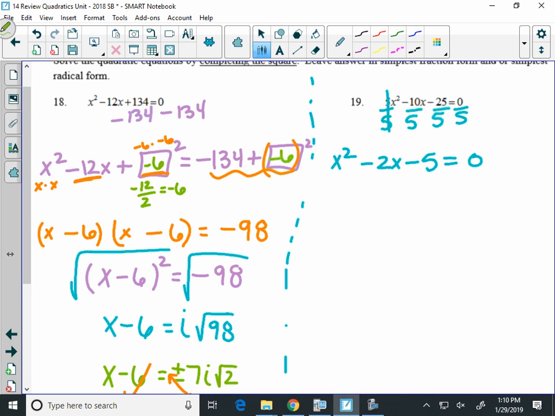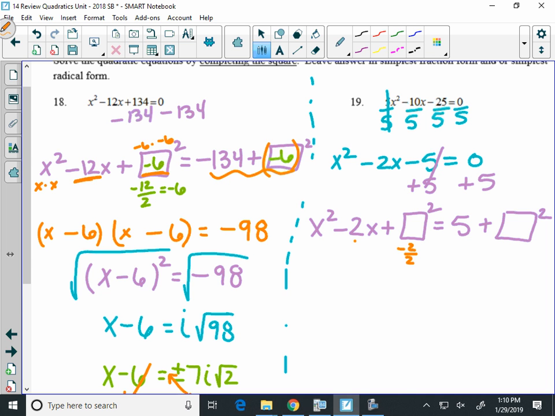Now that we got rid of that number, we can do exactly what we did in problem 18. Move the constant over. So we're left with x squared minus 2x plus a box is equal to 5 plus a box. Always remember, square your boxes. And then to fill in your boxes, you take your new middle number, which is negative 2, and divide it by 2, cut it in half, and you get negative 1. And make sure you carry the sign. The middle number is negative, so the number in your box has to be negative.